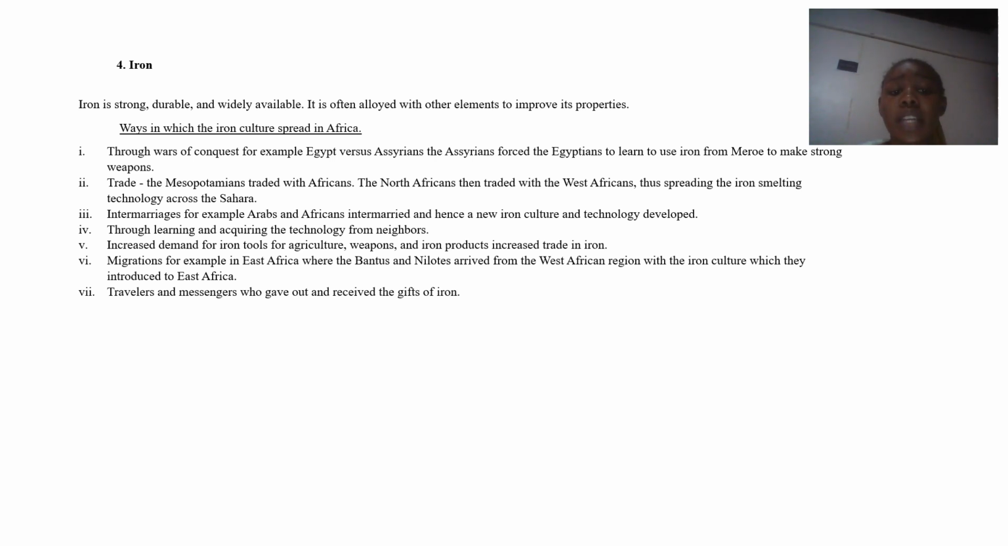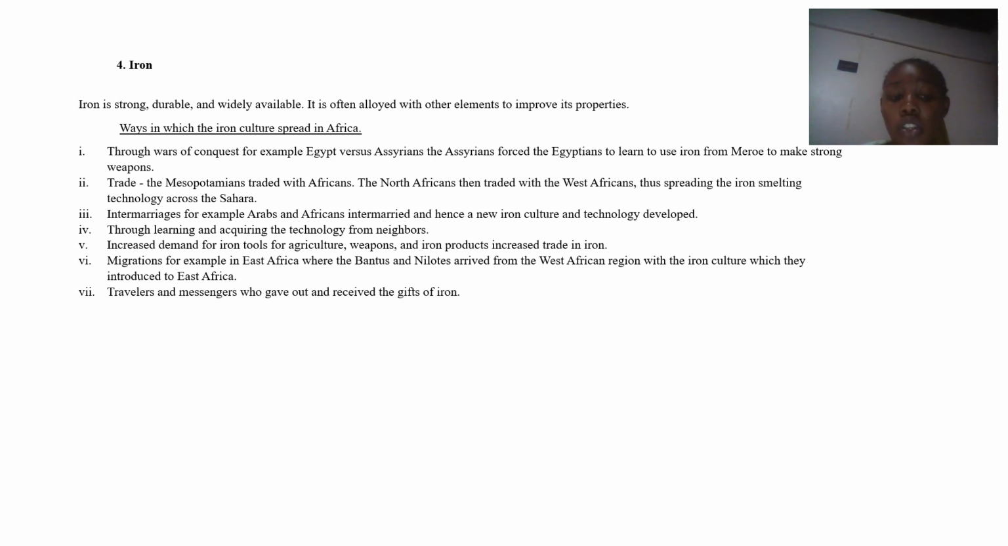Trade. Mesopotamia traded with Africans. The North Africans then traded with the West Africans, thus spreading iron smelting technology across the Sahara. That was the Sahara Desert during the Trans-Saharan trade. Intermarriages, for example, the Arabs and the Africans intermarried, hence a new iron culture and technology developed through learning and acquiring technology from their neighbors, that's the borrowing.